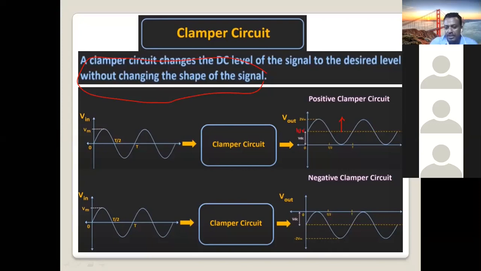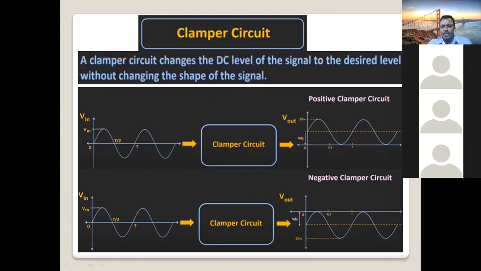It increases from what? It increases from 0, shifted to 10 volt. Previously, the signal was like this, so the average was 0. Now the whole signal is shifted upward by some amount of DC value. Shifted upwards, now the average becomes 10. That's what a clamper circuit means.